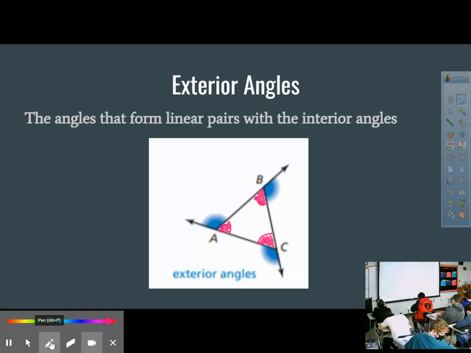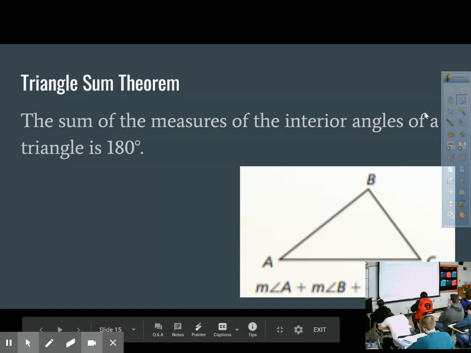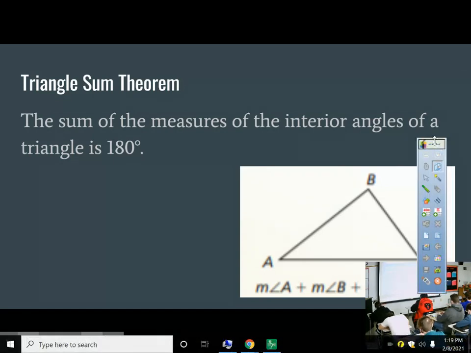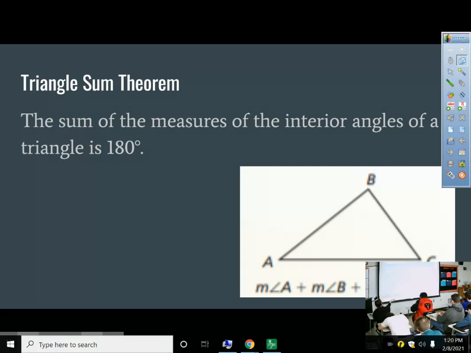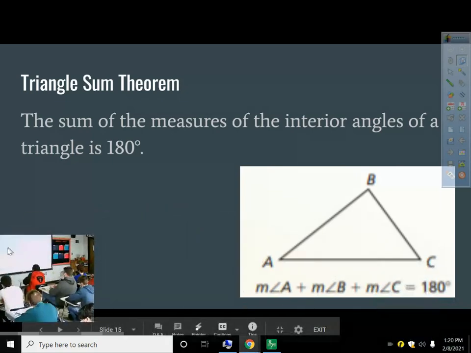So now that we know the difference between interior and exterior, now let's talk about the triangle sum theorem. First, you need to write down what the triangle sum theorem says over there on part A. The triangle sum theorem says the sum, which means to add, of the measures of the interior angles of a triangle is 180 degrees. So if you were to add the measures of all the interior angles, which is 3 of them, you would get 180. So if you were to add A plus B plus C, you would get 180. So write that definition down first over on the left.